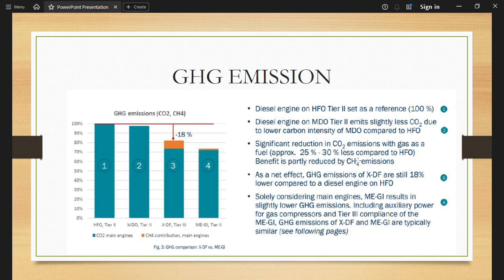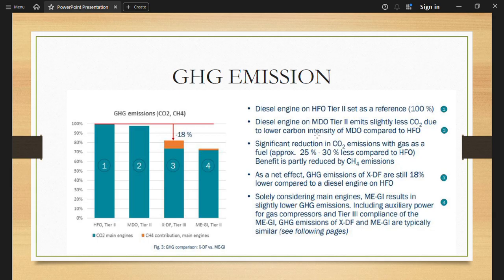So MEGI, they are Tier 2 compliant, you can see here. Okay, CH4 contribution main engine, that is methane, is indicated by this orange color, and then blue color is for CO2 main engine. Okay, the diesel engine on HFO Tier 2 is set as reference 100%.